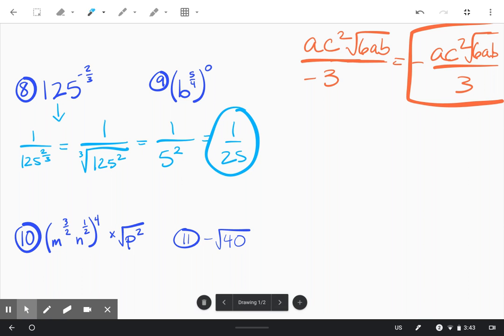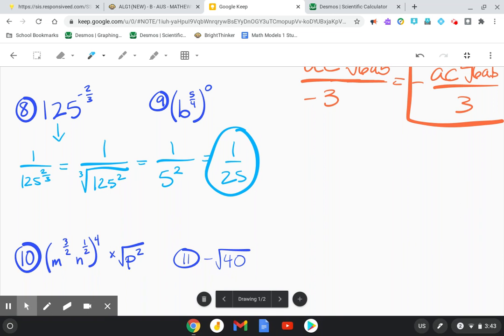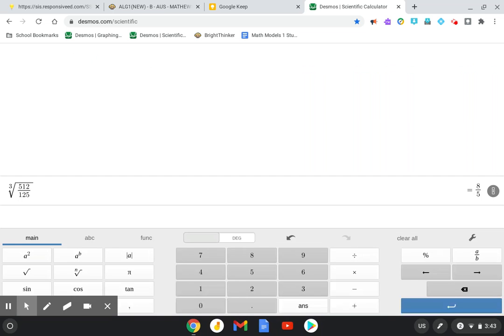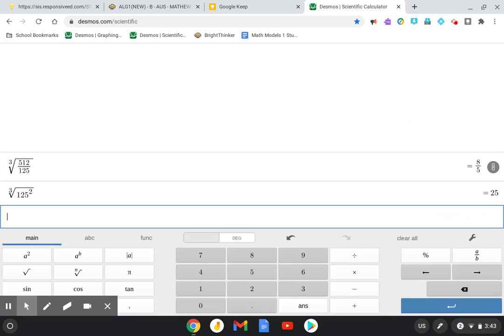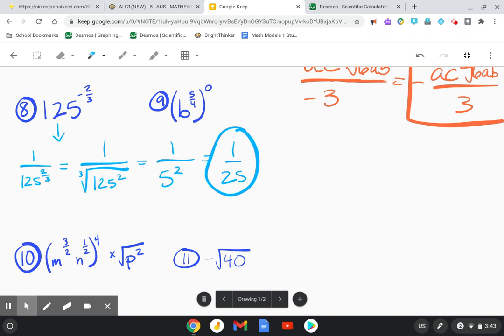And I also can type that denominator into the calculator here. So let's see what that would look like. So if I did the cube root of 125 squared, I get 25. And so that's why we end up with 1 over 25.